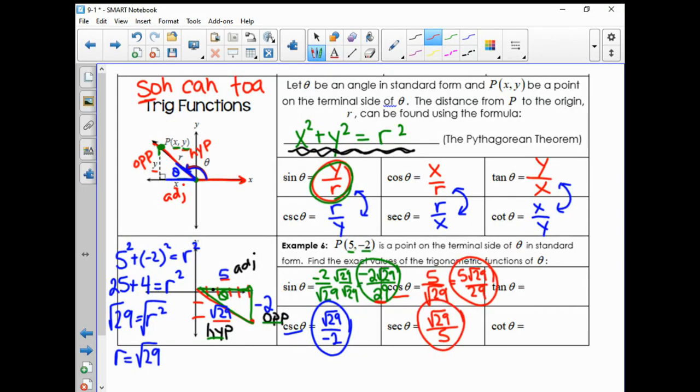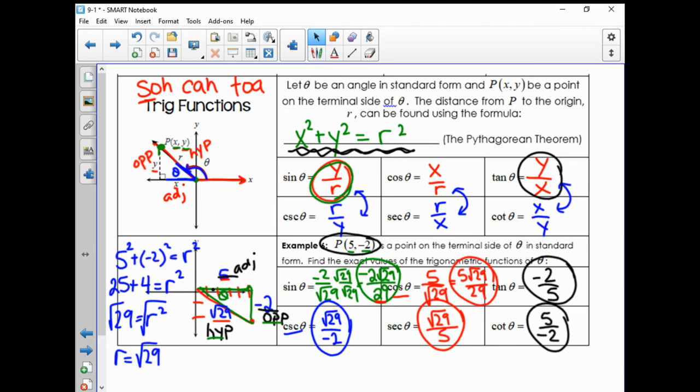And then our tangent and cotangent are going to be the easiest ones on these because they're going to be whole numbers. The tangent, notice up here, remember, is just y over x, or your opposite over your adjacent. So negative 2 over 5, which means the cotangent is 5 over negative 2. And you have found all 6 trig values when you're given a point that's on the terminal side of the angle.